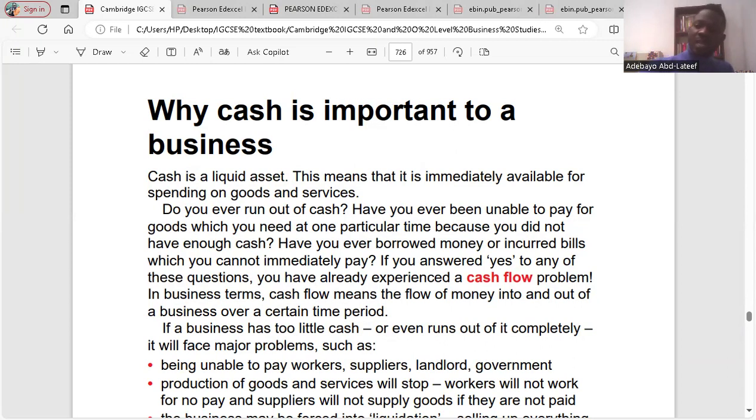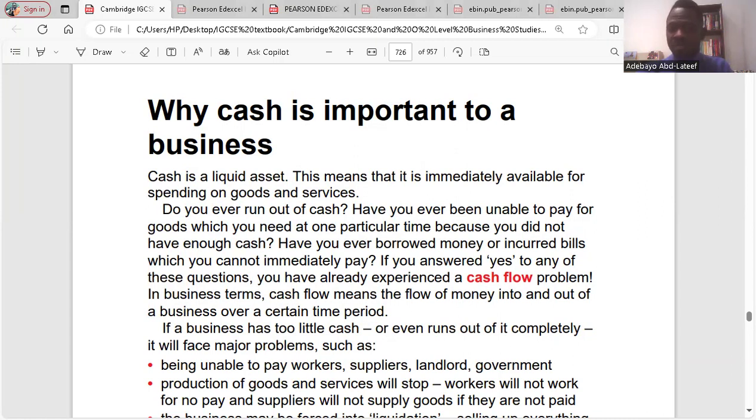So we call cash a liquid asset because it is always available at any point in time that we want to spend it. That's why it's liquid, and it's the most liquid asset anyway. Do you ever run out of cash? Have you ever been unable to pay for goods which you need at one particular time because you did not have enough cash? Have you ever borrowed money or incurred bills which you cannot immediately pay? If you answered yes to any of these questions, you have already experienced a cash flow problem.